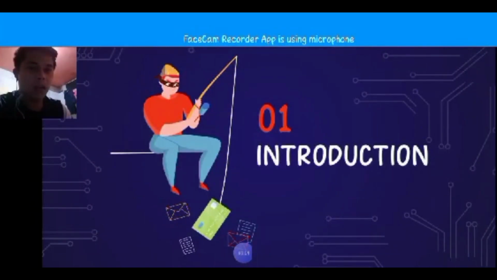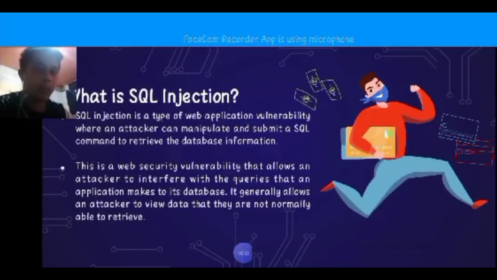So good day everyone. By the way, we are group 7 and our topic is all about SQL injection. So, what is SQL injection? SQL injection is a type of web application vulnerability where an attacker can manipulate and submit a SQL command to retrieve database information. It is a web security vulnerability that allows an attacker to interfere with the queries that an application makes to its database. Basically, it generally allows an attacker to view data that they are not normally able to view.